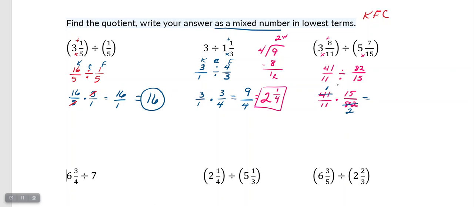And so then I can multiply 1 times 15 is 15. 11 times 2 is 22. Notice this one is a proper fraction. If it's not a mixed number, then I don't have to worry about rewriting it as a mixed number. It's a proper fraction. I'm going to leave it just like that.